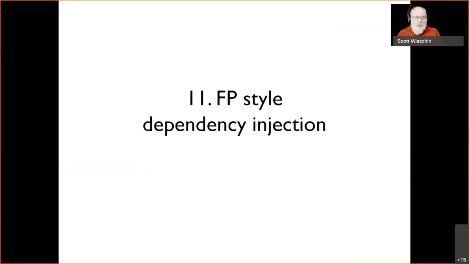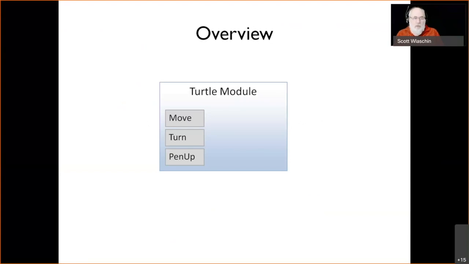Okay, next up, functional style dependency injection. So how is that different from OO style? So here we have our turtle module. It's not a class, it's just a bunch of functions. And the move function needs to log information and it needs to draw. And the turn function needs to log, and the pen up function needs to log. Now in a functional dependency, we just pass in the dependencies for that particular function.